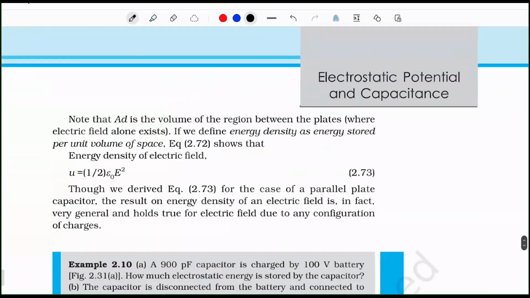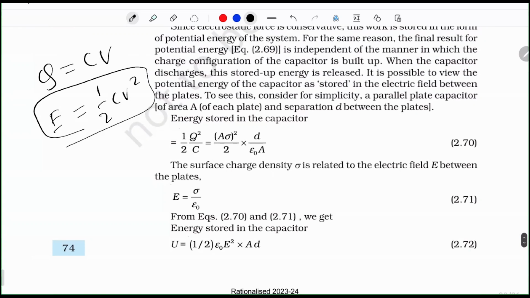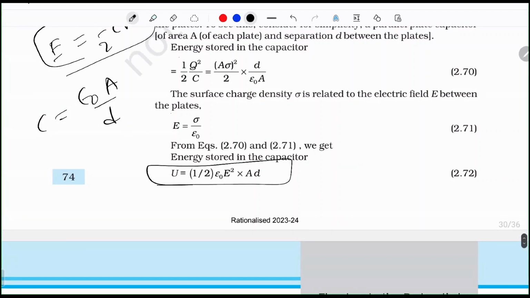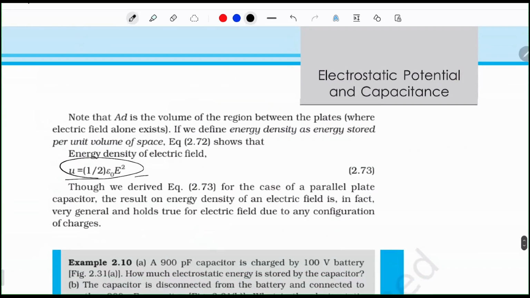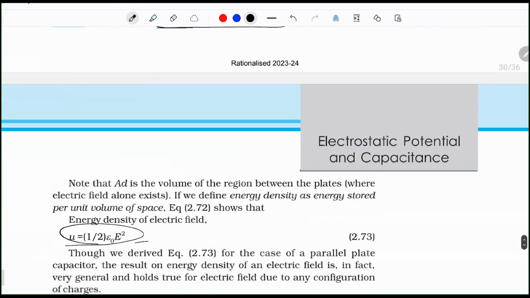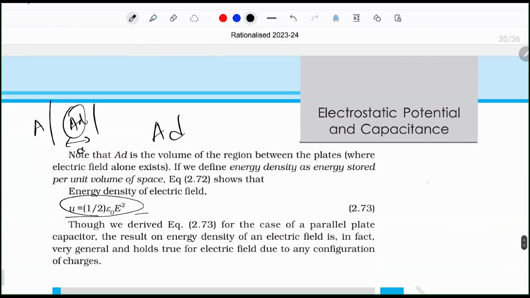And in fact, we can also derive what the energy density of the electric field is, because you can see that capacitance is epsilon naught A by D, right? So you get this expression. And therefore, if you want to find out the per unit volume energy density, the volume is AD, right? In a parallel plate capacitor, the area is A, distance is D. So if you divide by AD, then you get half epsilon naught E squared. This is the energy density of the electric field.